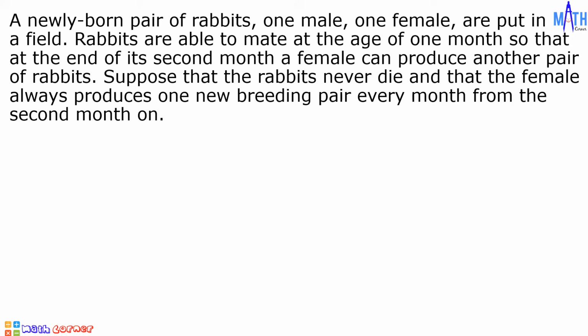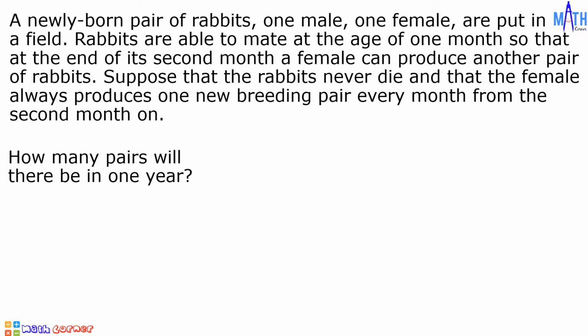Fibonacci sequence comes from this problem. A newly born pair of rabbits, one male, one female, are put in a field. Rabbits are able to mate at the age of 1 month, so that at the end of its second month, a female can produce another pair of rabbits. Suppose that the rabbits never die, and that the female always produces one new breeding pair every month from the second month on. Fibonacci posed a puzzle: how many pairs will there be in 1 year?